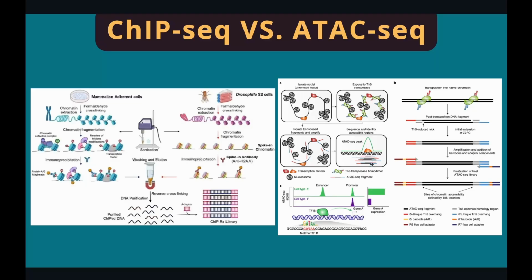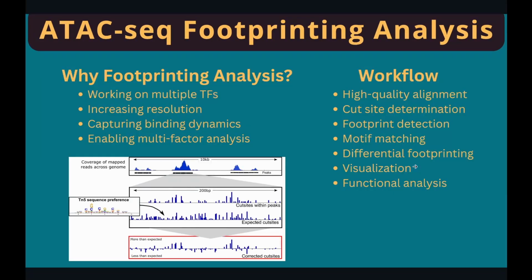In ATAC-seq data, we have no idea what proteins bind to where in the genome. So footprint analysis is specifically designed to solve this problem, to identify transcription factors and their associated binding sites in the genome. Compared to ChIP-seq, footprint analysis offers a couple of advantages. First, it works on multiple transcription factors. In fact, you can apply it to all the transcription factors at the same time if you're willing to. Second, it has higher resolution.